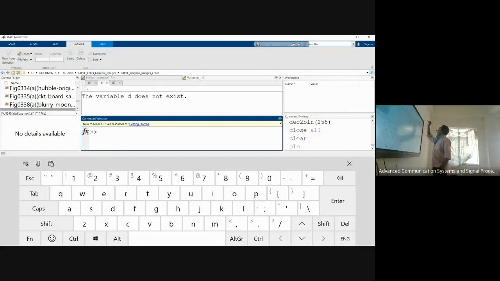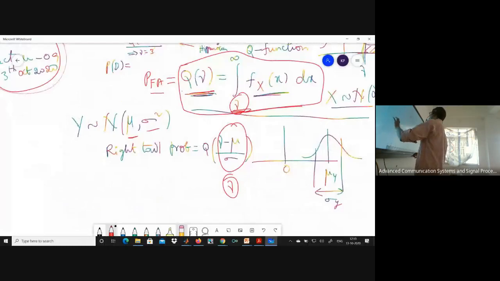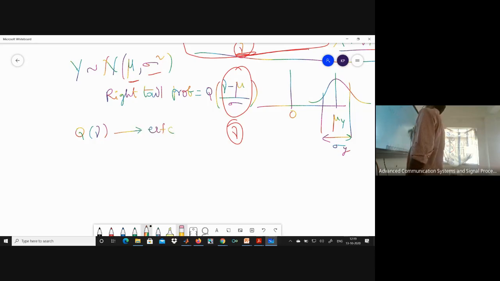This Q function, let me go over here. So the Q function, Q of gamma, is more or less linked to the complementary error function, ERFC. And for the complementary error function also you will try to do the integration, and you will also have the integral from some constant to infinity. It's a function similar to your Q function.